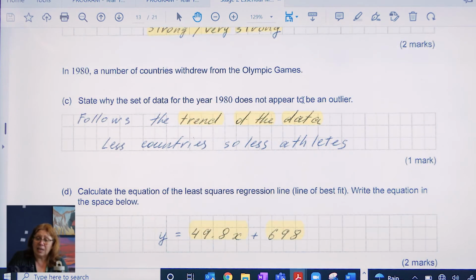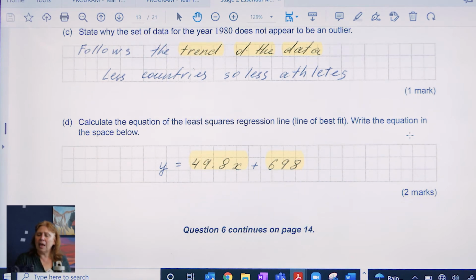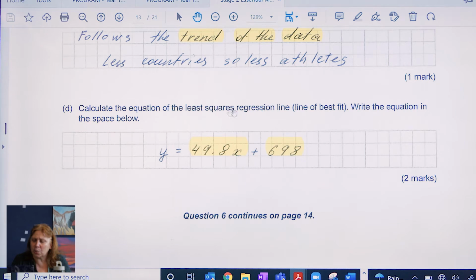Next question. In 1980 a number of countries withdrew from the Olympic Games. State why the set of data for the year 1980 does not appear to be an outlier. Normally we talk about the trend of the data. If it's close to that trend, and the trend is fewer countries, fewer athletes, then we are not counting it as an outlier. So something about the trend, something about fewer countries, fewer athletes. It's 1 mark there.